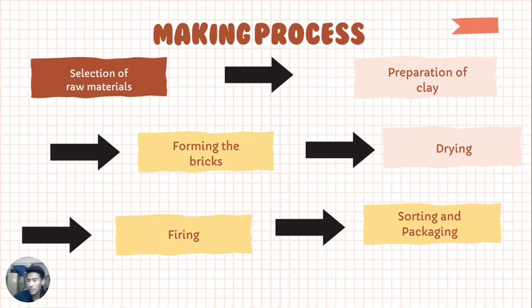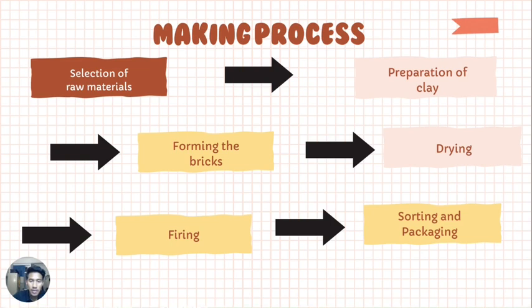So the next process is drying. Two types: air drying and also mechanical drying. Air drying, the freshly molded bricks are left in the open air to dry naturally. It takes several days and it's crucial to remove excess moisture from the brick before firing. And also mechanical drying: in some cases, mechanical dryers or drying chambers are used to speed up the drying process.